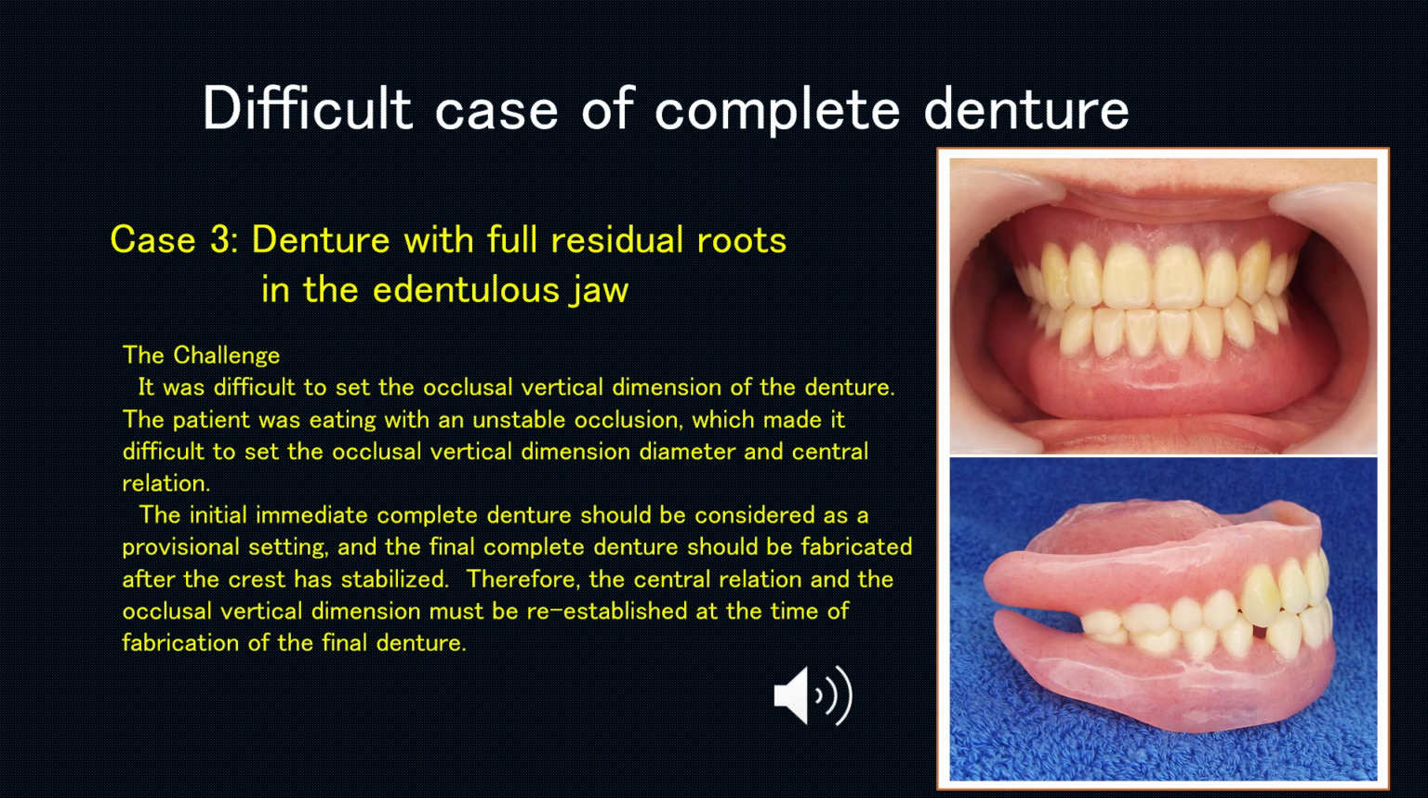The initial immediate complete denture should be considered as a provisional setting, and the final complete denture should be fabricated after the crest has stabilized. Therefore, the central relation and the occlusal vertical dimension must be re-established at the time of fabrication of the final denture.